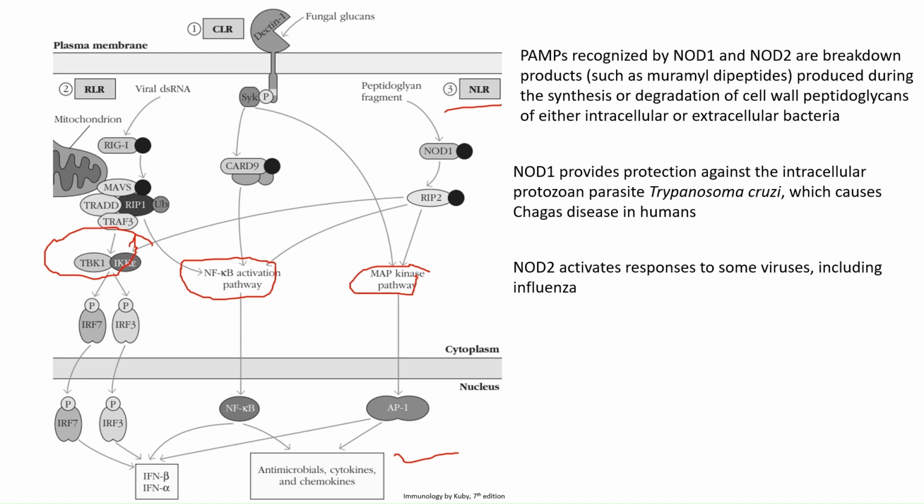Now PAMPs are recognized by NOD1 and NOD2. Here you can see NOD1 and NOD2. They recognize peptidoglycan fragments, that means the breakdown products of peptidoglycan that are found on pathogens or damaged cells. Now NOD1 and NOD2 have different functions. NOD1 provides protection against intracellular protozoans, and NOD2 activates responses to some viruses including influenza.